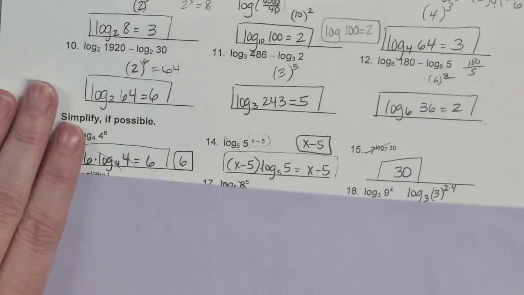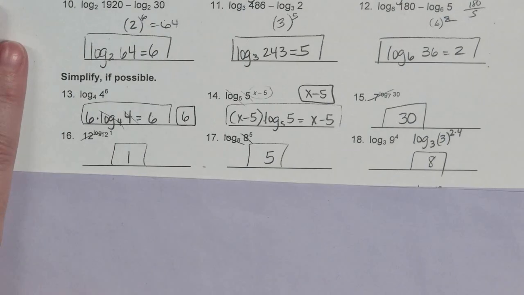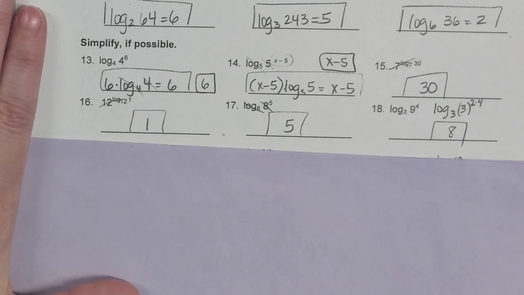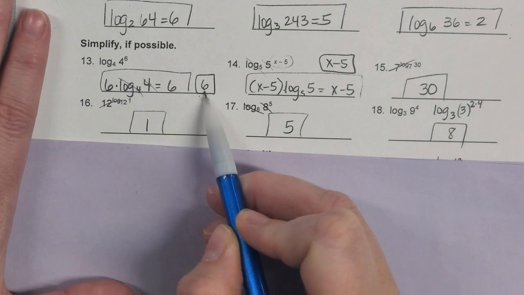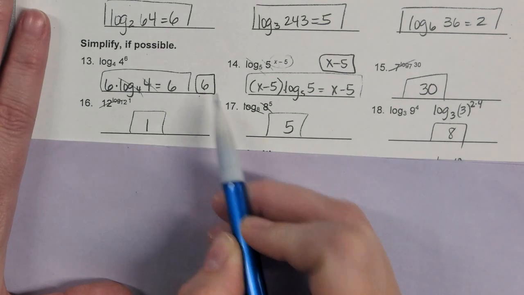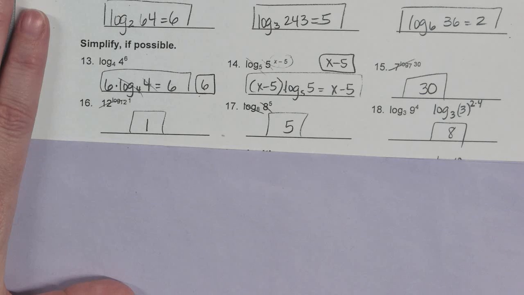All right. Now this may have been your favorite section. Right? The simplifying. Okay, so if you have log base 4 and 4, that cancels out. Okay, all you have to write here is the 6. Okay, because it didn't say to write it as a single logarithm, so that's okay.